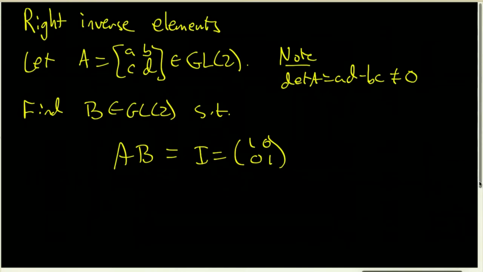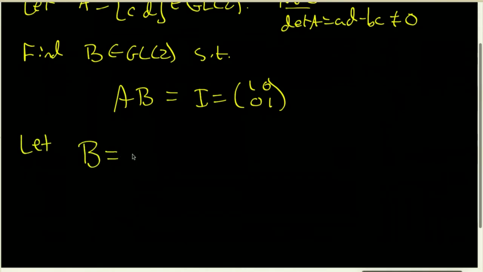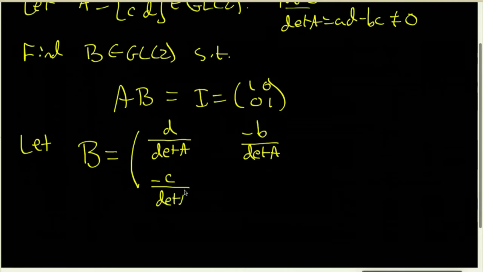Well, I'm going to actually simply make a choice here. I am going to let B be the following matrix. We're going to have D divided by the determinant of A. And for this entry, we're going to have minus B divided by the determinant of A. And down here, we have minus C divided by the determinant of A. And over here, we're going to have A divided by the determinant of capital A.